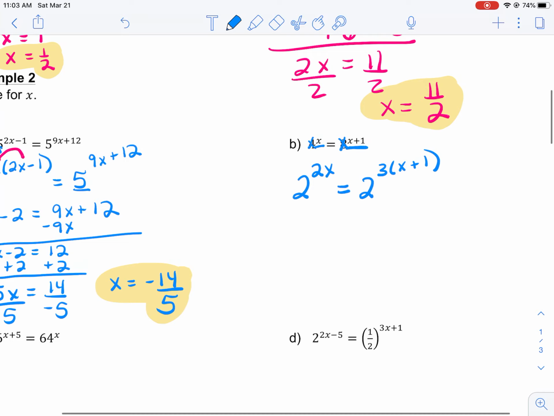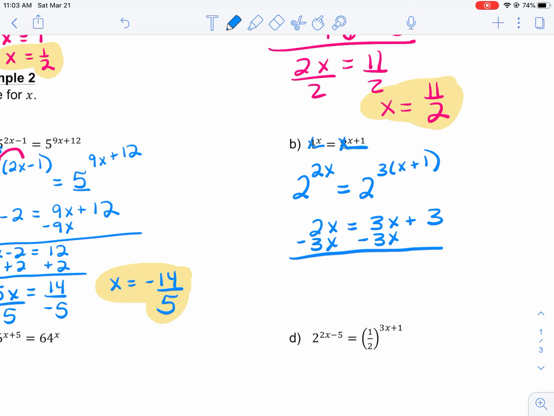Now that I have the same base, I'm going to go ahead and set my exponents equal to each other. I'm going to distribute the 3. In this case, I'm going to subtract 3x from both sides. Negative 1x equals 3. If I divide by negative 1, I get x equals negative 3.